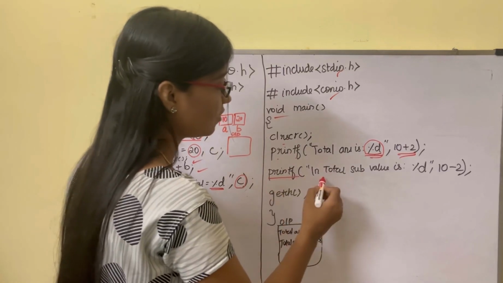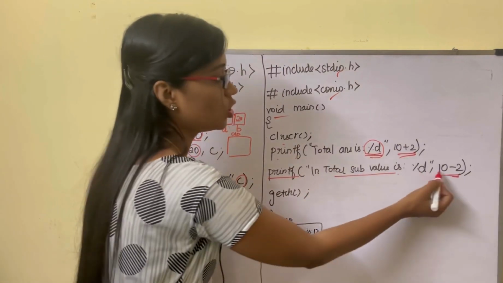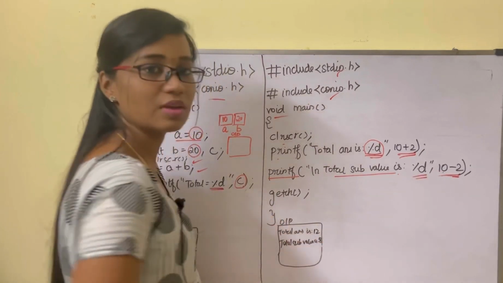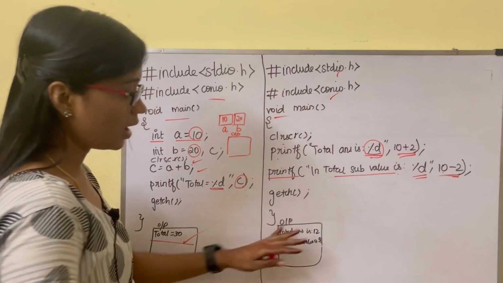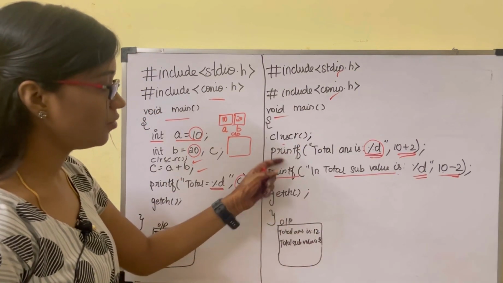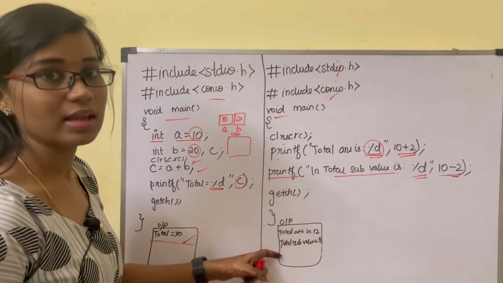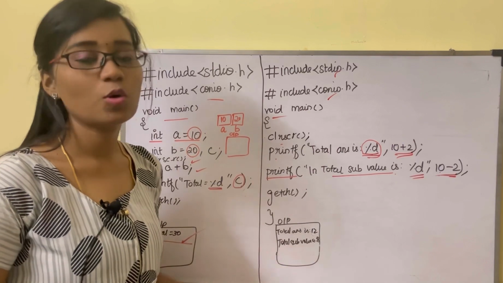Then in the next printf I have given subtraction value is 10 minus 2, and it is also an integer. These two are integers, so I have given %d. Then getch, I have closed the program, and this will be the output screen for this program. In the output screen, the two lines are getting printed. And these are our first steps of writing our own program.